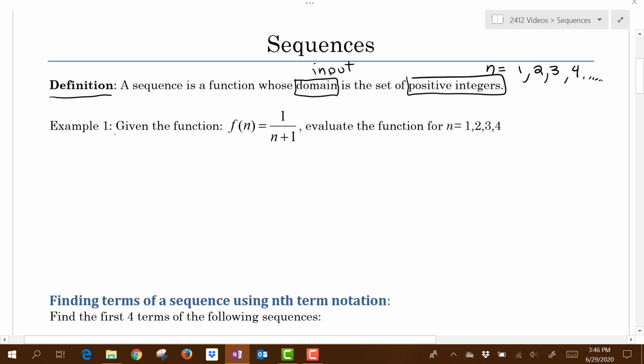Alright, so let's look at example 1. It says, given the function f of n is equal to 1 over n plus 1, evaluate the function for n equals 1, 2, 3, and 4. Let's start with n equals 1. We'll put a 1 into the function everywhere that we see an n. We'll simplify. I get 1 over 2.